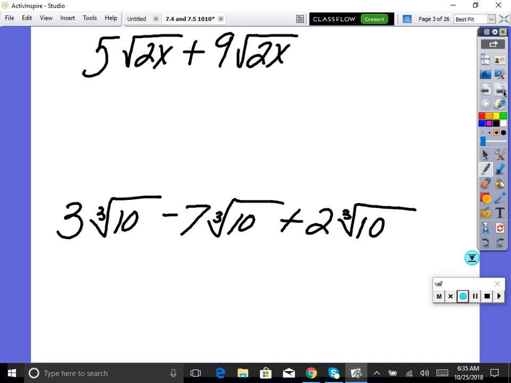We can combine these. I think we get the picture here. Let's do one with 3. So 3 cube roots of 10 minus 7 cube roots of 10 plus 2 cube roots of 10. So it looks like that's 3 minus 7, which is negative 4, right? Negative 4 plus 2 is negative 2 cube roots of 10. Just combining like terms.